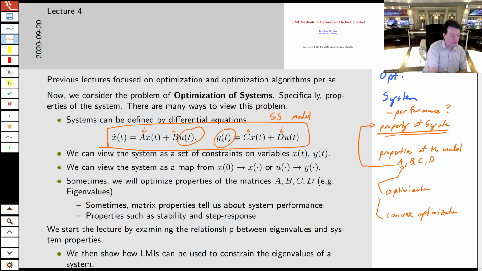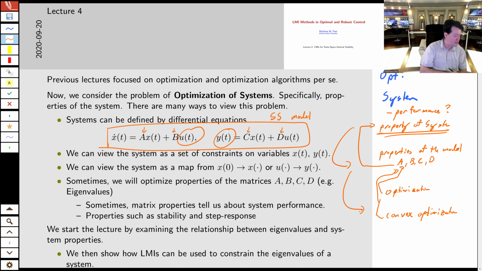So what we're going to be looking for, then, is a way of translating properties of the system to properties of these numbers, to a formulation that allows us to optimize over the properties of those numbers. Because the properties of the numbers may be fairly complex, eigenvalues and so on. And so how do we formulate, say, optimization of eigenvalues as a convex optimization problem?